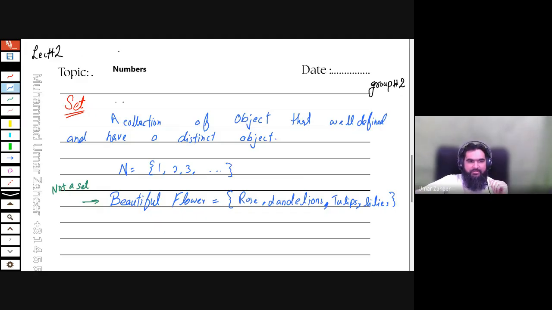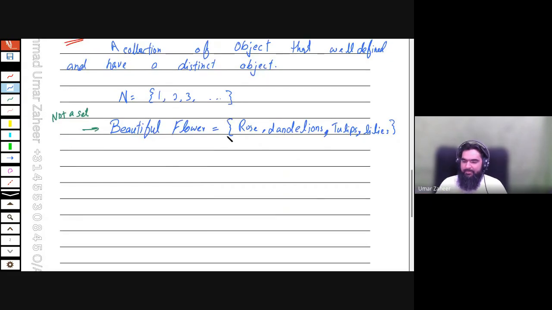Now let's go back to the topic. In sets, we have to talk about the numbers. We have the first set, the natural numbers. The natural numbers are shown by N, and in natural numbers we have the numbers 1, 2, 3, 4, 5, 6, 7, 8, 9, 10 up to infinity. All right.